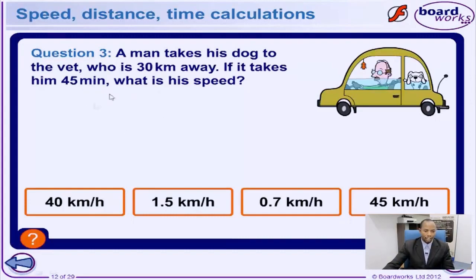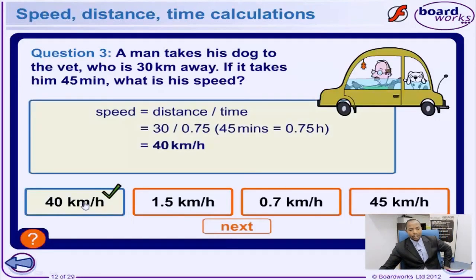The time is in minutes, so we're going to convert this time in minutes to hours. How do you convert to hours? We're going to divide by 60, which will give us 0.75 hour. So this speed will be 30 kilometers divided by 0.75 hour, which will give us a speed of 40 kilometers per hour.